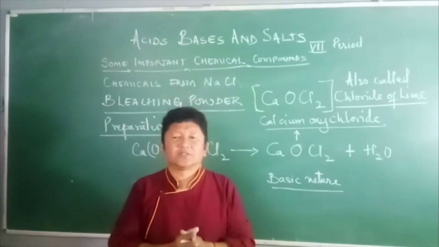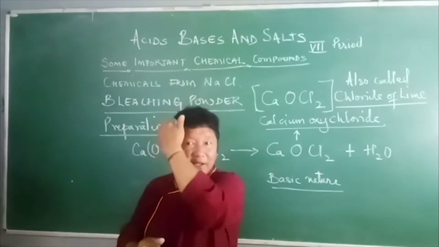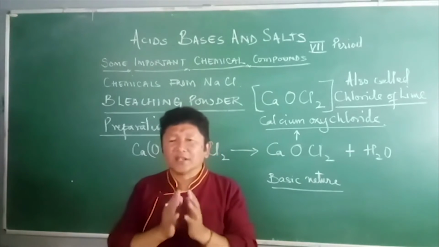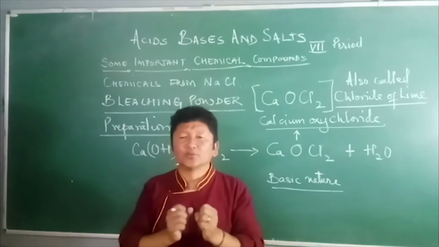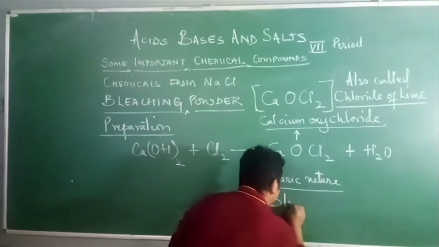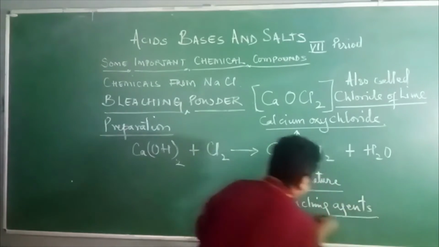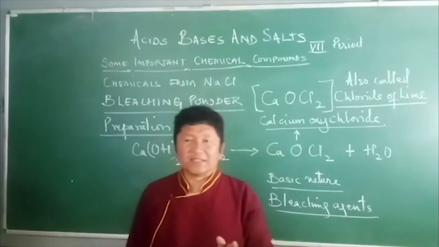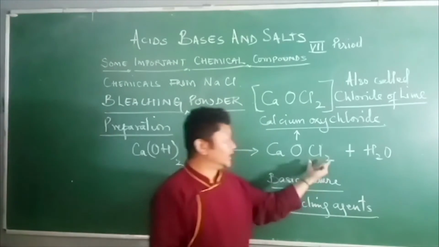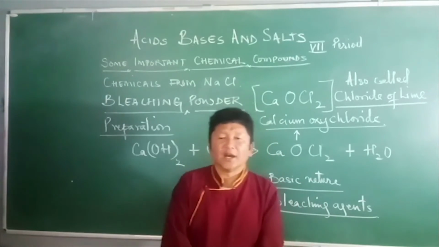The term bleach means the removal of colors. The color is removed, and bleaching powder is often used as a bleaching agent. It is used as a bleaching agent to bleach. Chlorine has a bleaching effect, okay.